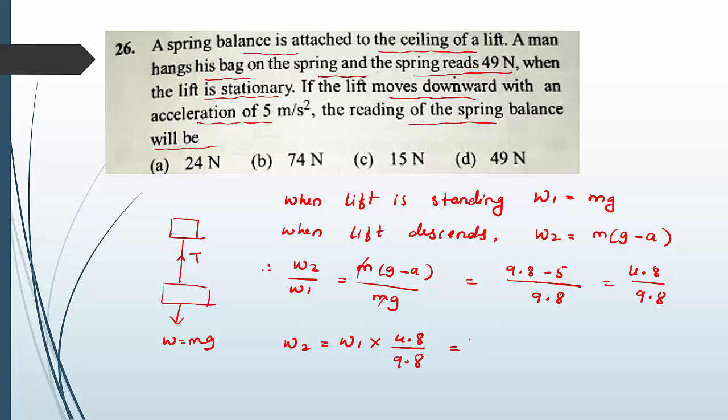So here they had given weight 49 Newton into 4.8 divided by 9.8. Calculate this value, we will get the answer 24 Newton. So 24 Newton means option A is the right answer.